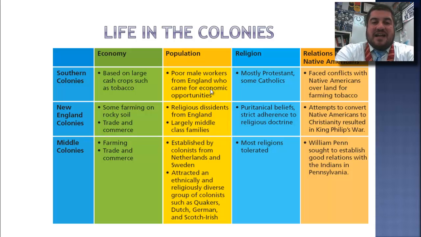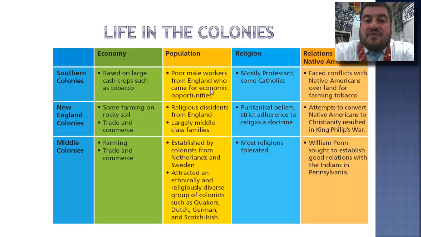So life in the colonies is different depending on where you were, whether you were in New England, in the middle colonies, or in the southern colonies. And basically, let's kind of know some of the differences between them. In the north, it's not a lot of farming, and these differences are going to eventually lead to the Civil War. Not a lot of farming in the north because of the Appalachian Mountains and rocky soil, so they're mostly engaged in trade and commerce. In the south, it's farming, large cash crops such as tobacco at this time, eventually cotton. In the middle colonies, it's a little bit of both.